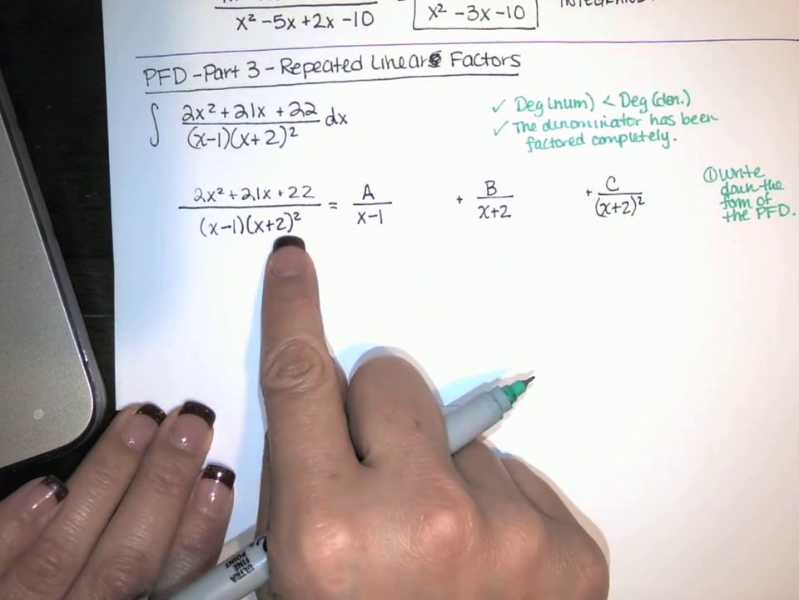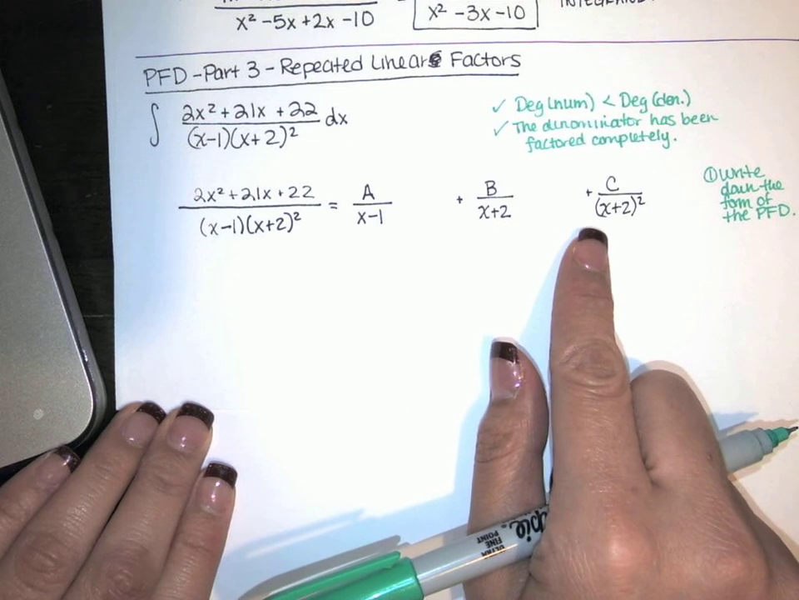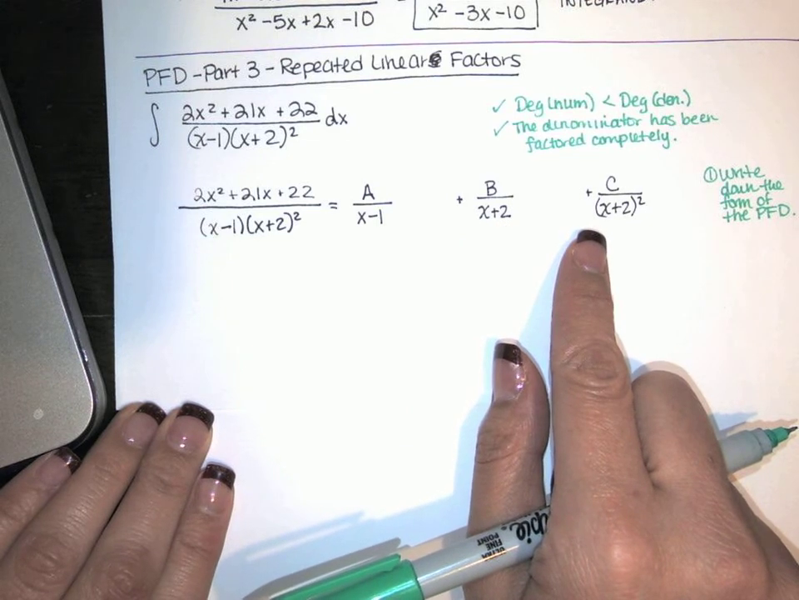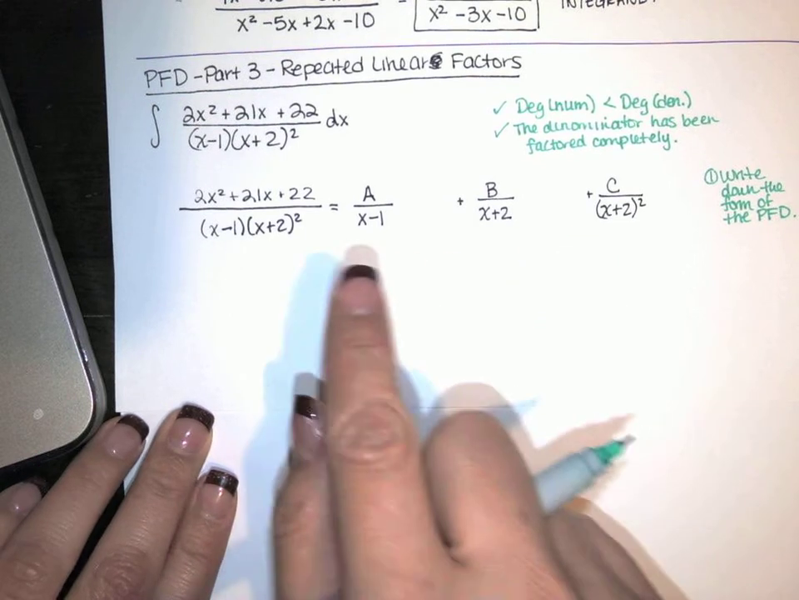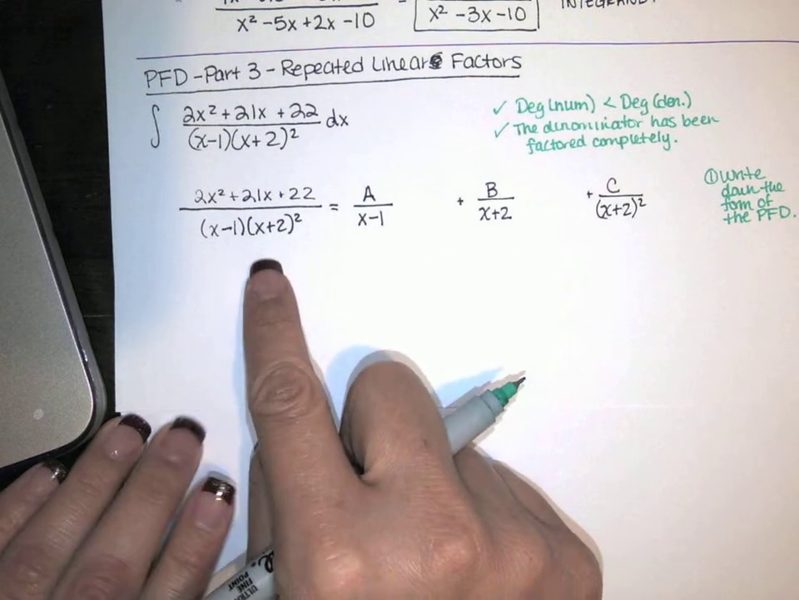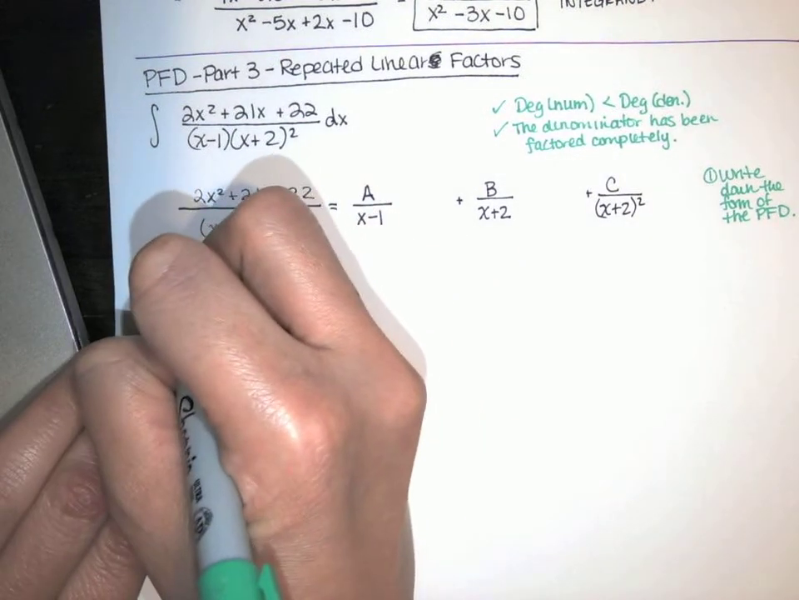This is your LCD. If you multiply by an x plus 2 cubed here, you're going to end up with extra x plus 2's everywhere. You're not going to want them. It's going to make everything more complicated. So always multiply by the original denominator. That's your LCD.